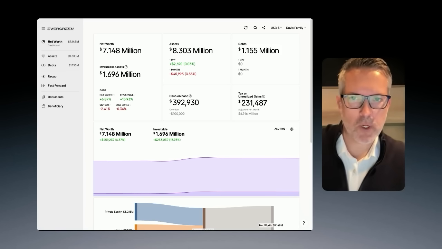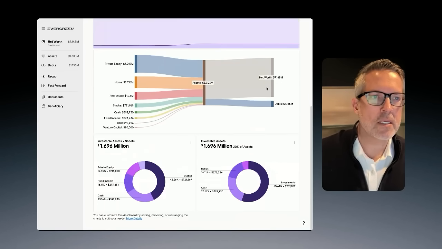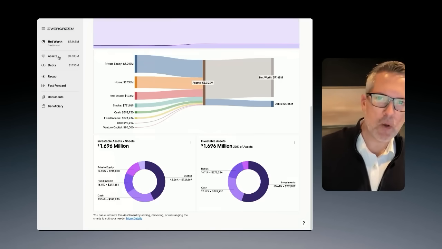So we're just going to give you a quick overview. This is the dashboard. Down here, we have all of your assets segmented, which makes up your net worth, of course, less your liabilities. Break it down here in a pie chart. Next, we can go into your assets here.